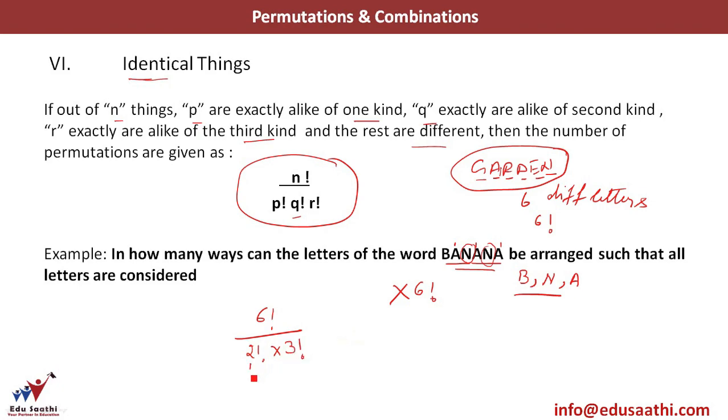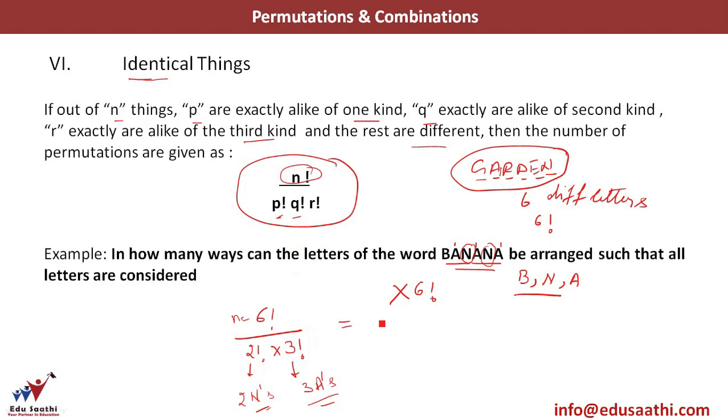Why 2 factorial? Because here we had 2 N's. I have 2 N's and I have here 3 A's. So that is why 2 factorial multiplied by 3 factorial, and I have only one B, so that will not figure. Only if a letter or a digit is more than once do we write it here. So here n was what? 6. This is n, and p factorial is 2 factorial, q factorial is 3 factorial.